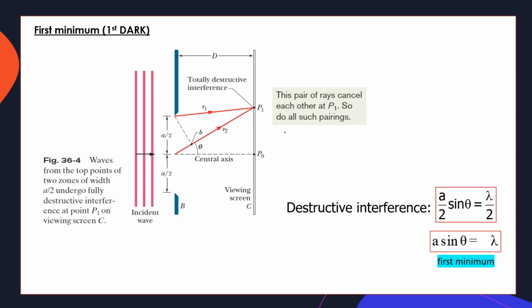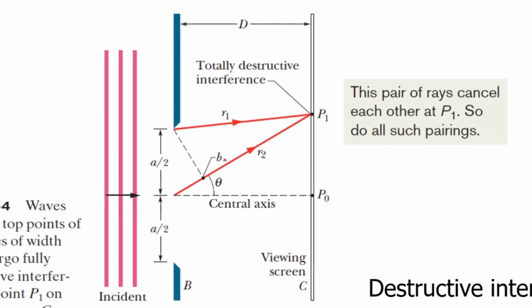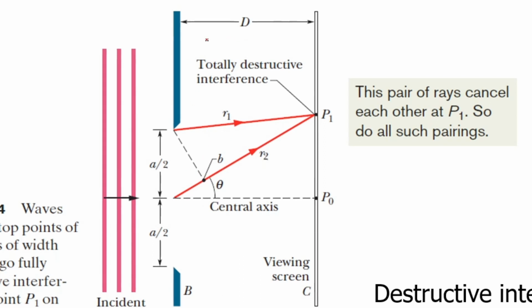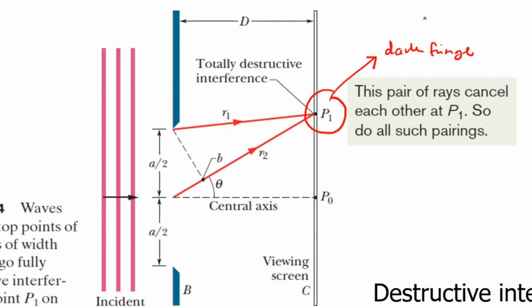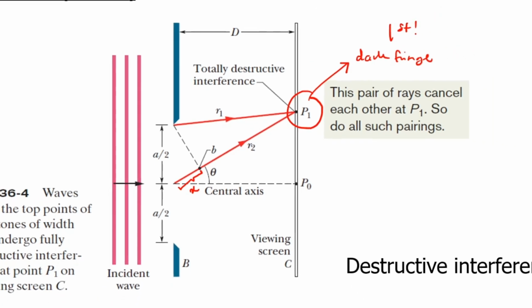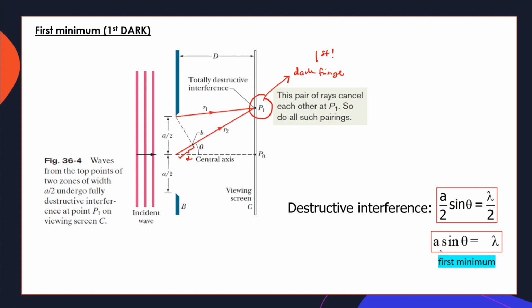So this is another example of the diagram. This one is the bigger diagram. So D, the capital D, is the distance between the slit and the screen. So now at point P, you can see here, this pair R1 and R2 will cancel each other at P1. So do all such pairings. So what we can observe at point P here is the first dark fringe. And this is the path difference of X, which we discussed just now.